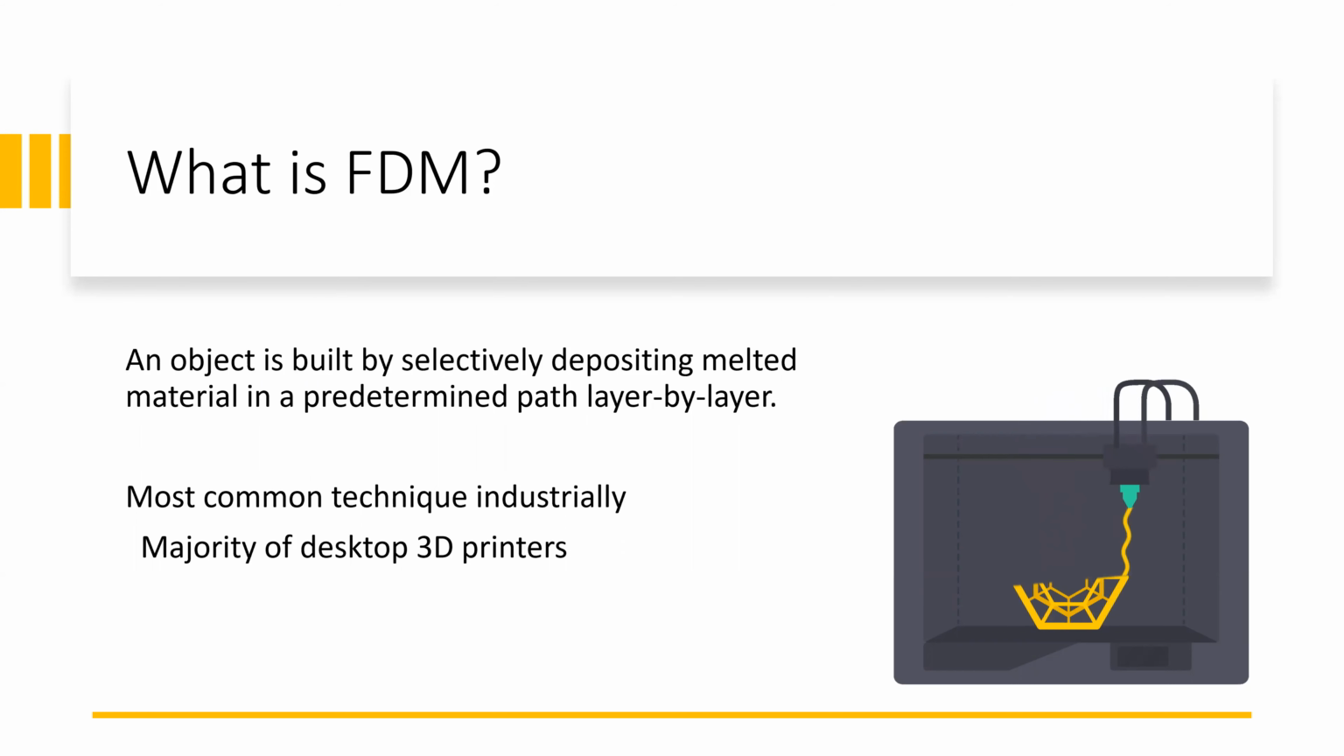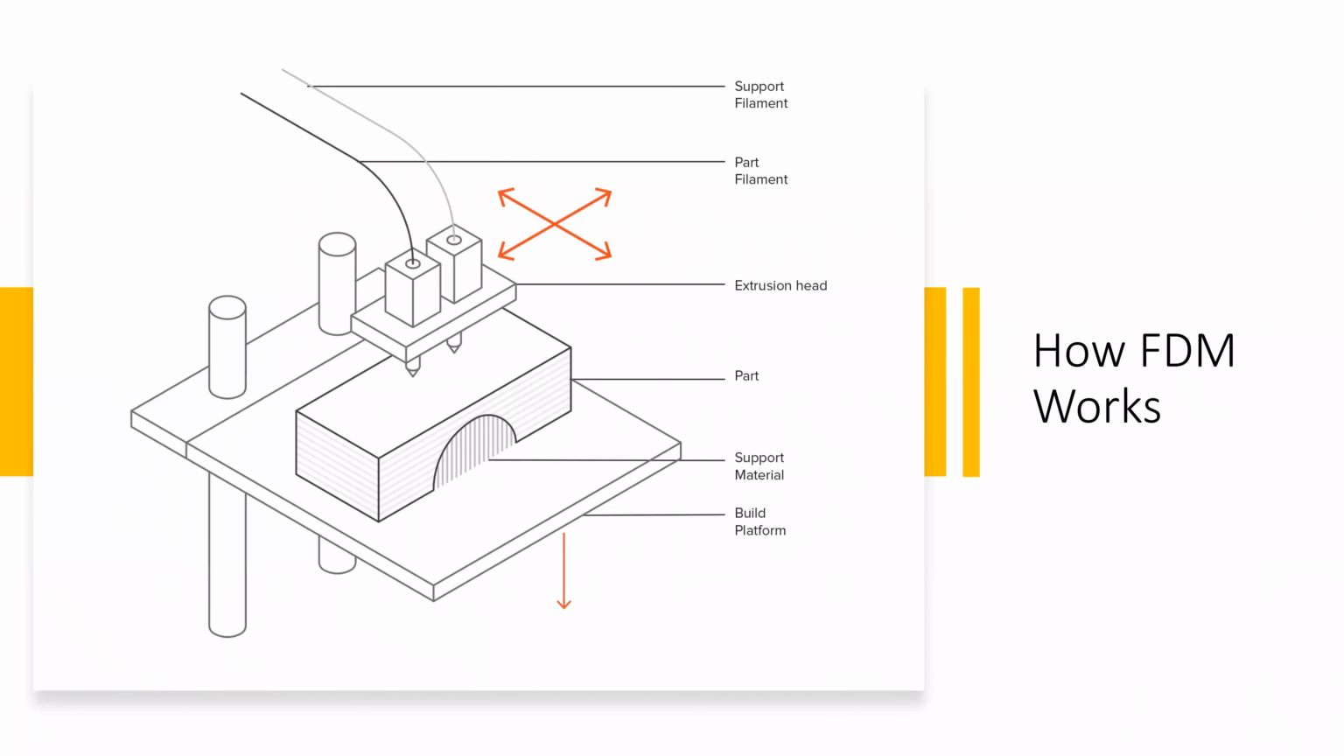And it's one of the most cost-effective as well, with printers ranging from roughly around $200 from a lower end desktop printer all the way up to $100,000 or more for high quality industrial FDM printers. So now we can look at how it all works.